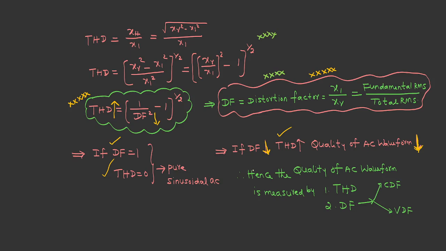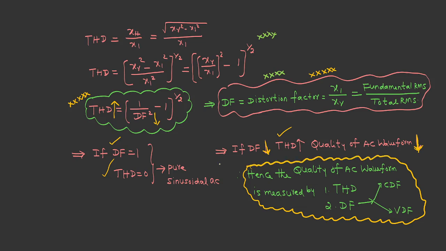Hence, the quality of an AC waveform is measured by two factors. Which factors? One is total harmonic distortion, another one is distortion factor. Point to remember, students: if distortion factor increases, total harmonic distortion is reduced. If any waveform has a high distortion factor, the total harmonic distortion is less. If the total harmonic distortion is less, the quality of the AC waveform is more. What do we mean by quality of the AC waveform being more? Its nature is nearer to a sine wave.